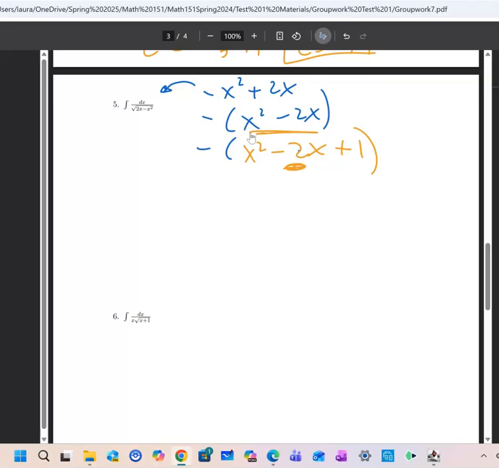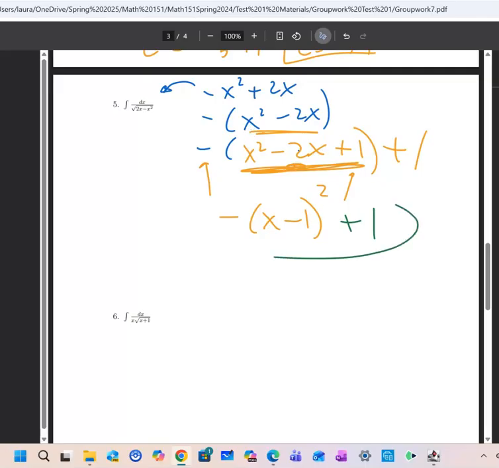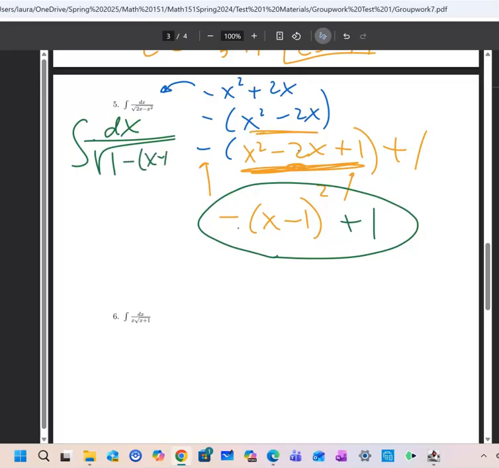Oh, but then there's this weird thing. I really subtracted a 1, so I need to add a 1. So this turns into x minus 1 squared, right? That's the square. And then plus this 1. When I put it back inside the radical, I'm going to switch the order so that I always have the negative in between. So this is 1 minus x minus 1 squared.